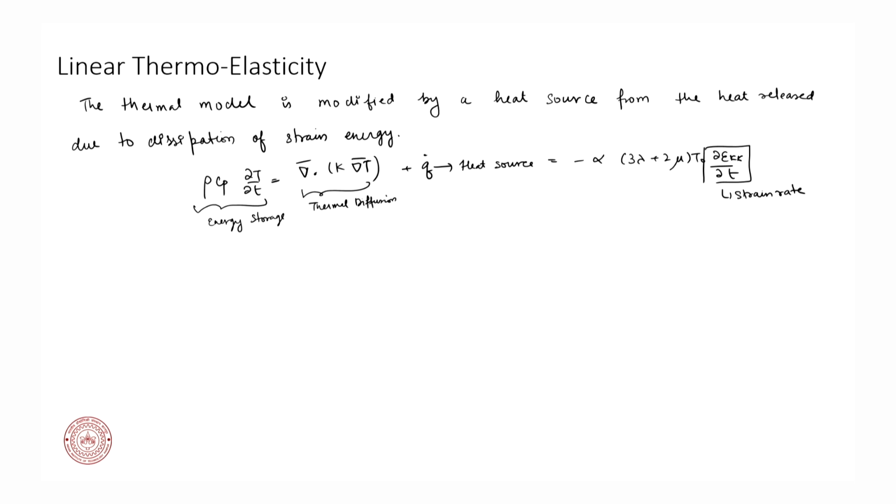Epsilon kk is the summation over the principal axes. If you take the summation of the diagonals, or the trace of a matrix in short, that will be epsilon kk: epsilon 1 1 plus epsilon 2 2 plus epsilon 3 3.